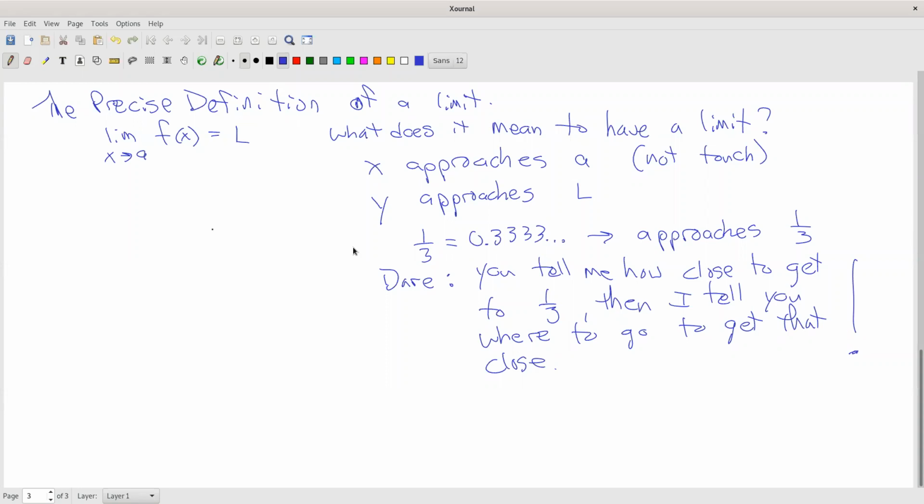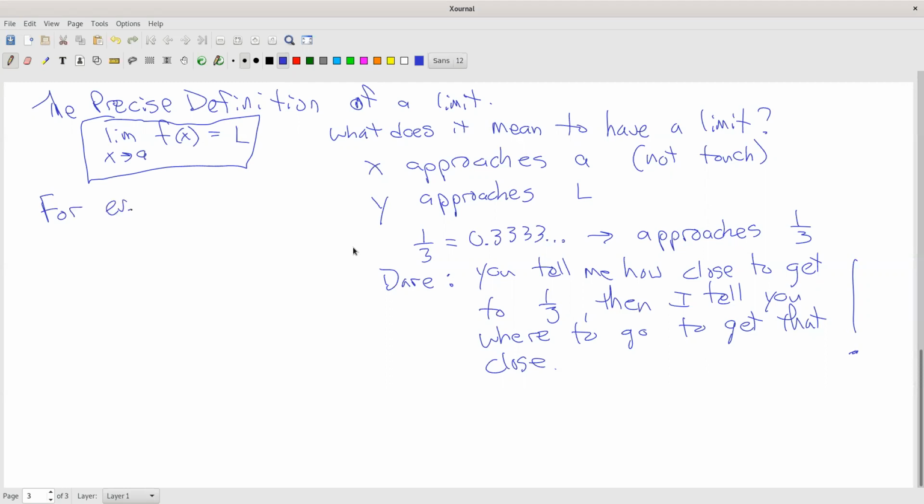So here's the way it goes. This has to be true right here. The limit exists right here. And it doesn't necessarily have to be equal to the function value. Notice I did not put f of a over there.